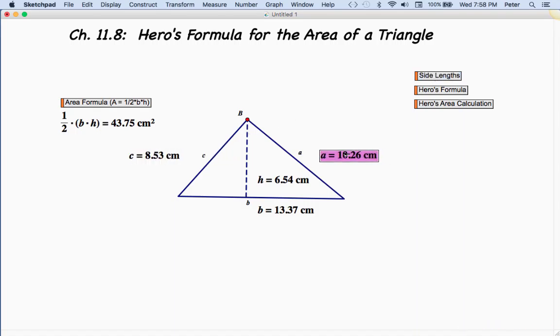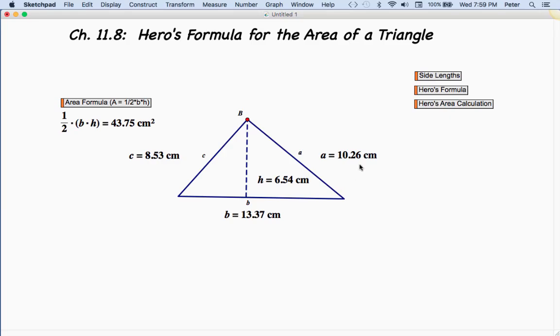The convention for naming the sides is always little a is opposite a vertex that's usually called A. Little b is opposite a vertex labeled B, and little c would be opposite a vertex labeled C.